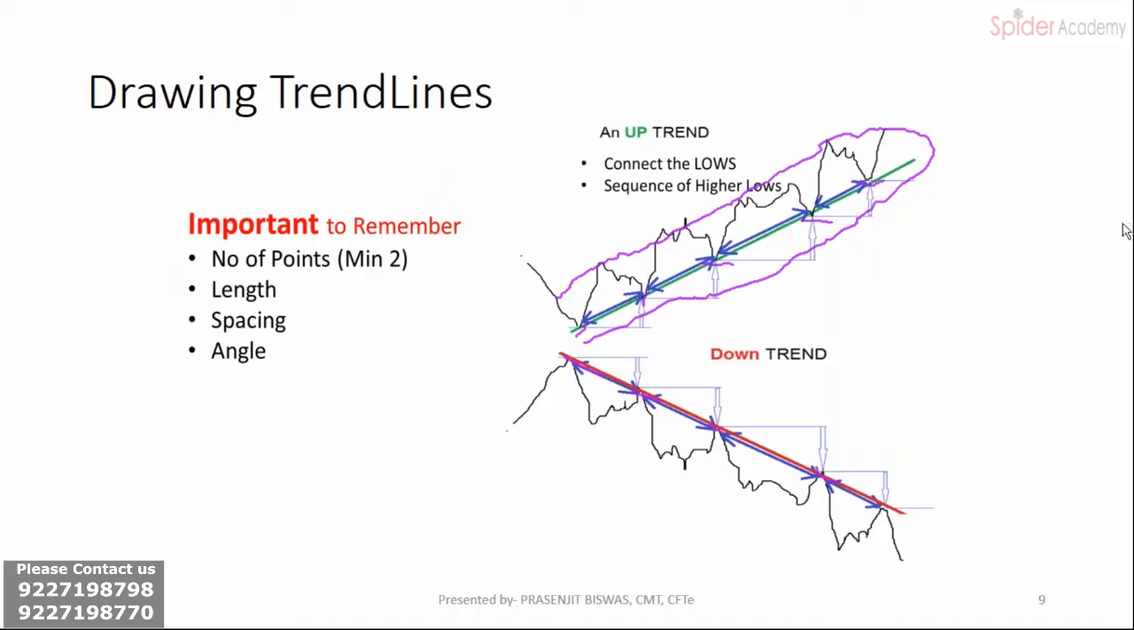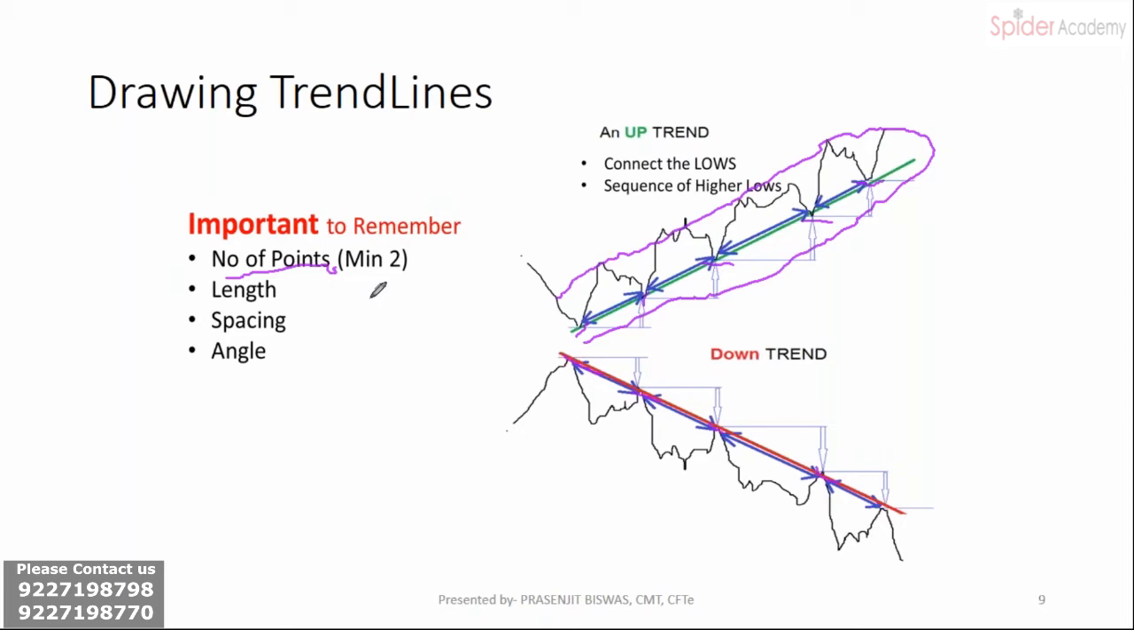So this is the basic, and then the other important points are you need 2 points to be able to draw a trend line, a minimum of two, and of course there could be more and more points lying on that trend line. So the potency of that trend line would depend on the length of the trend line.